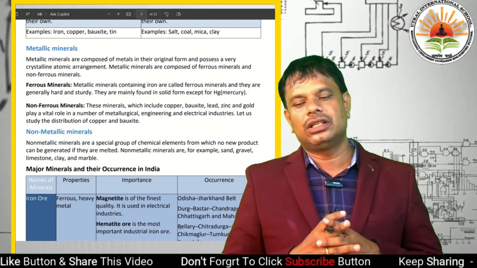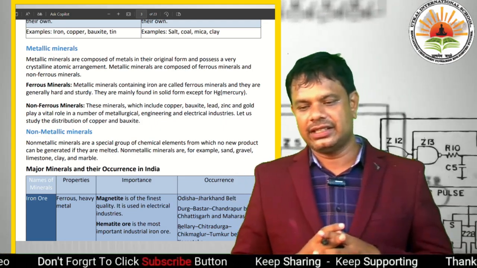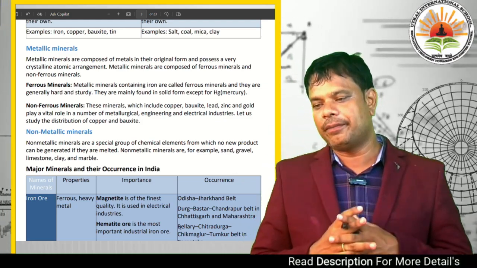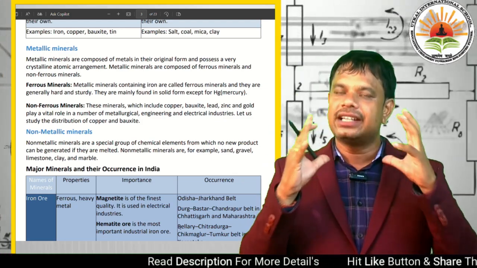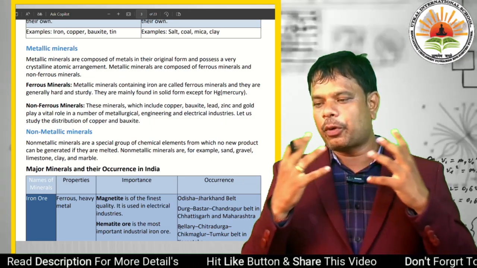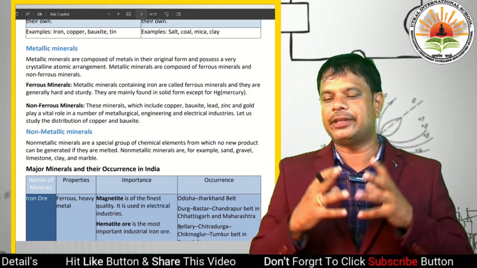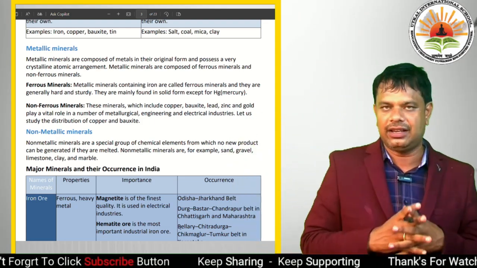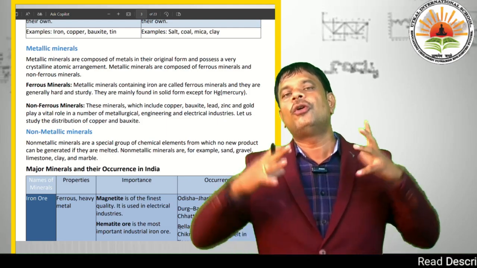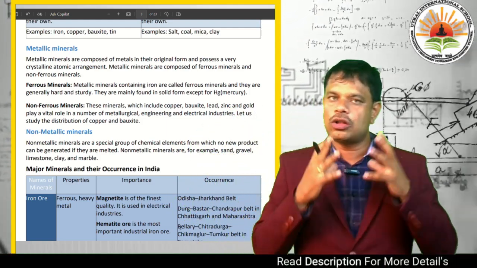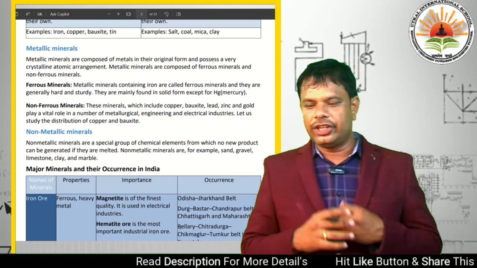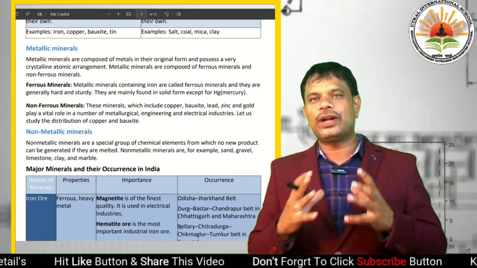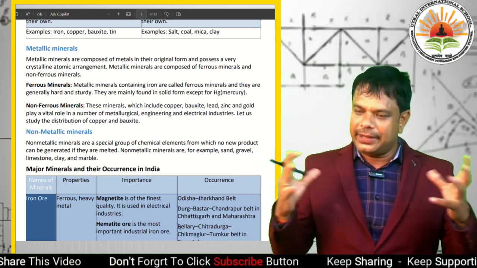Then dear students, non-metallic minerals. Dear students, minerals are a special group of chemical elements. We know there are chemical elements from which no new product can be generated if they are melted. If we do not melt a mineral, we can't get a new material or mineral. So dear students, melting is the main point to get another material or mineral.